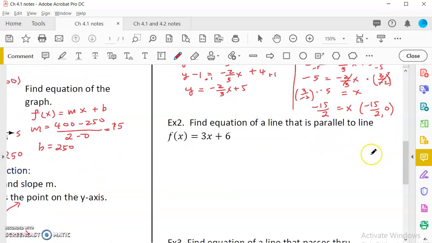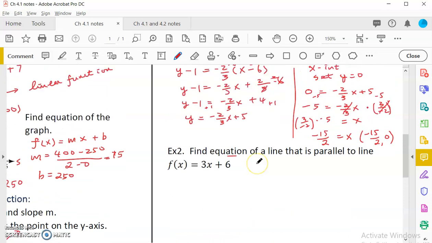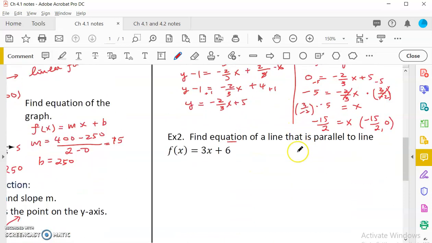Example 2: I want to find the equation of a line that's parallel to this one. Anytime we find an equation of a line, we want to have a slope and a point. It's parallel to this line and passes through (6, 1) also. So I have the point, but I don't have the slope. But I do have the slope of this line.